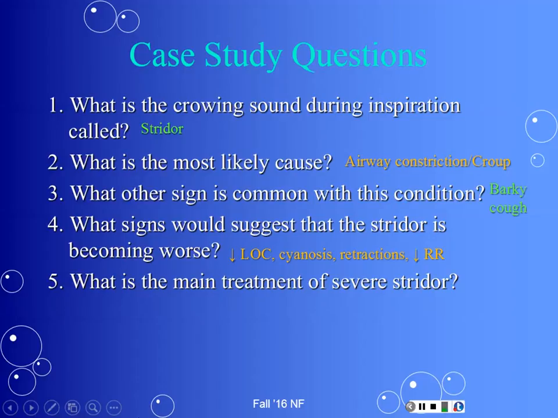What is the main treatment of severe stridor? We talked about it. Racemic epi. So what's the difference in racemic epi versus, like, I'm going to go give somebody an EpiPen epi shot for anaphylaxis? It's nebulized, it's aerosolized. It's going to focus on the airway. It's not going to be systemic. If I give somebody an IM epi shot, that's going to be systemic. Racemic epi is focusing on that airway. It is specifically for stridor.